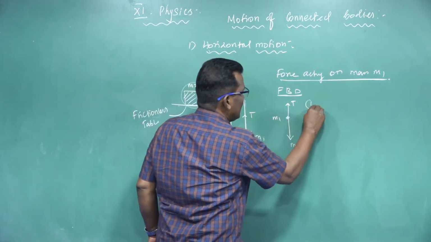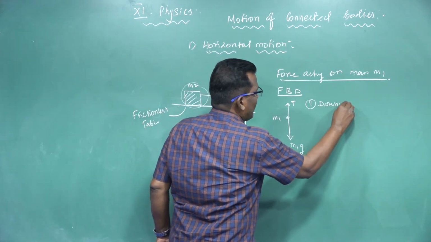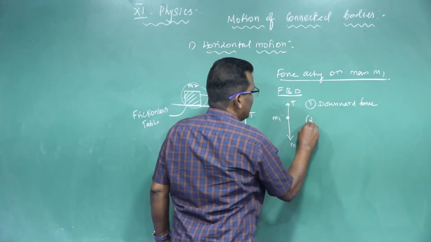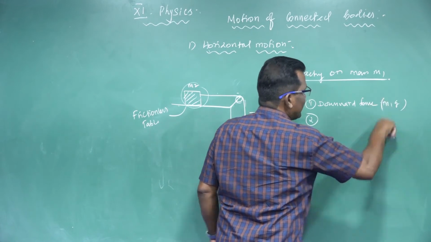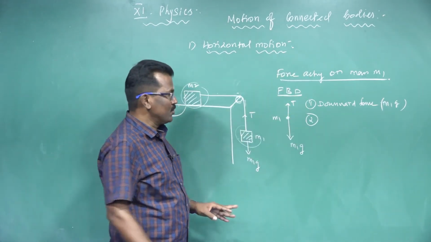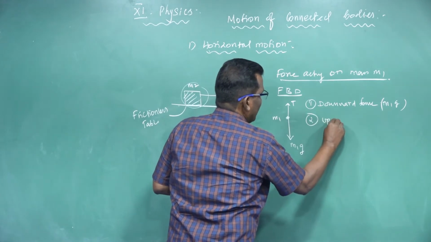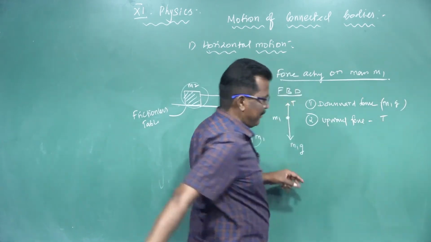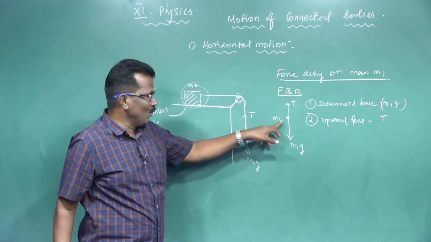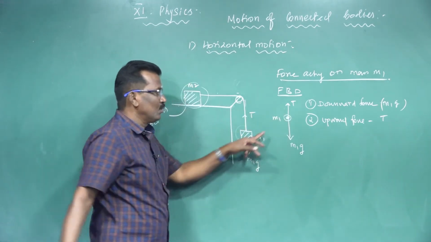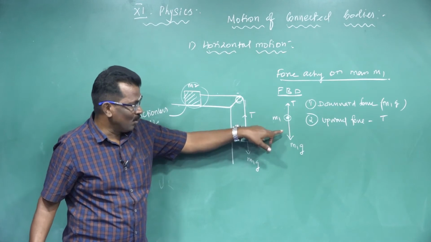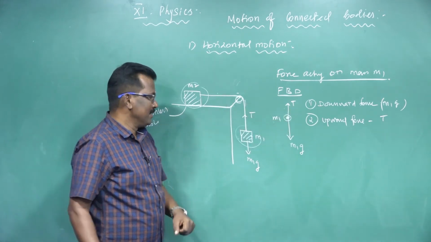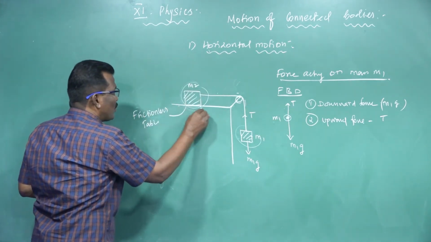So force number 1 is the downward force, that is m1g. The upward force is the tension T. So there are two forces acting on mass m1: one is the downward gravitational force, another is the upward tension force. Similarly, how many forces are acting on m2?